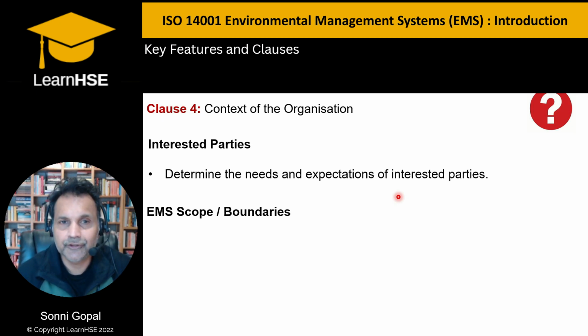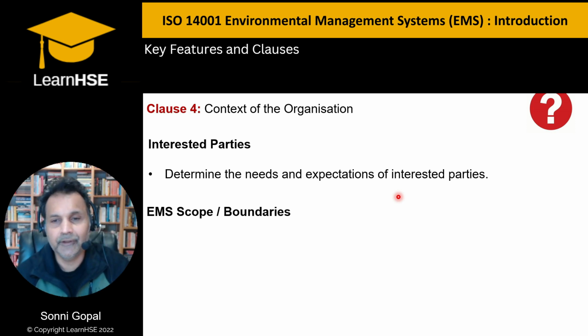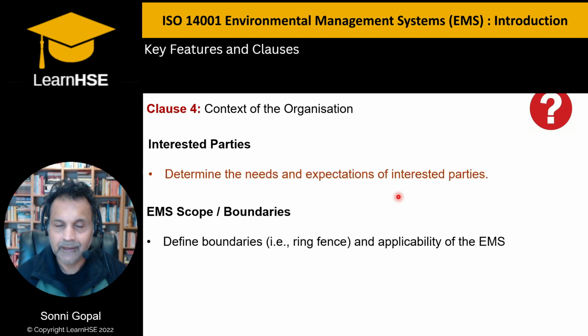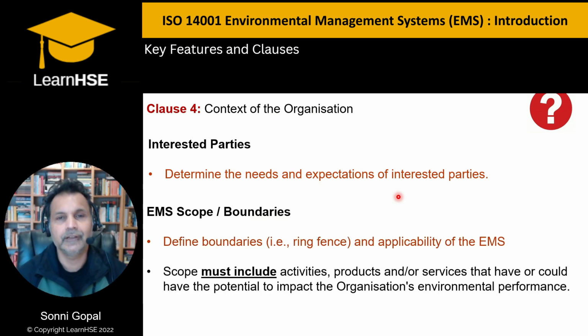Here, for the interested parties, we need to determine their needs and expectations. When it comes to looking at EMS scope and boundaries, we need to define the boundaries, or the ring fence, and the applicability of the EMS. But let's not forget that the scope must include the activities, products, and services that could have the potential to impact an organization's environmental performance. The key thing is that we must include those specific activities.